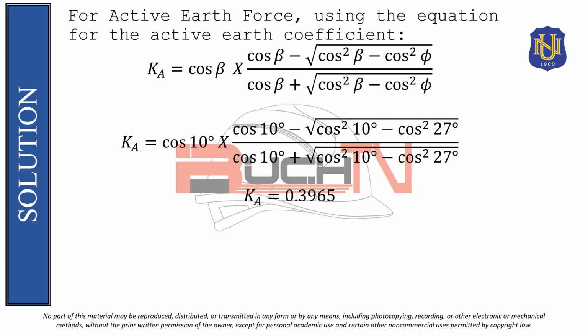Then, calculating the value of K sub A or the active earth coefficient, we will have a value of 0.3965. So, tama lang ito kasi we are in the active earth pressure or the active earth force. So, dapat ang value ng earth pressure coefficient niya will be less than 1.